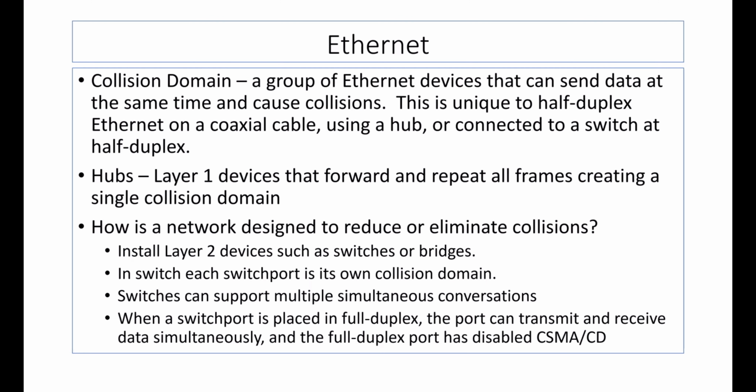Hubs are layer 1 devices that forward and repeat all frames to all ports except for the incoming port, creating a single collision domain. So in our hub, if we say we have a 12-port hub, on port 1 we have a device that transmits. When that frame hits the hub, it's going to be forwarded out ports 2, 3, 4, all the way through port 12.